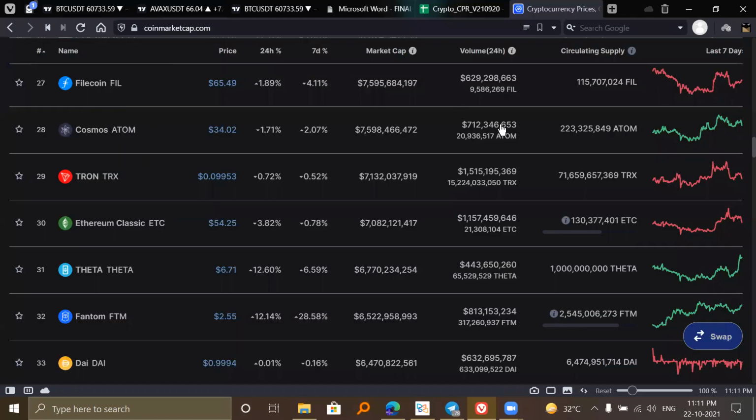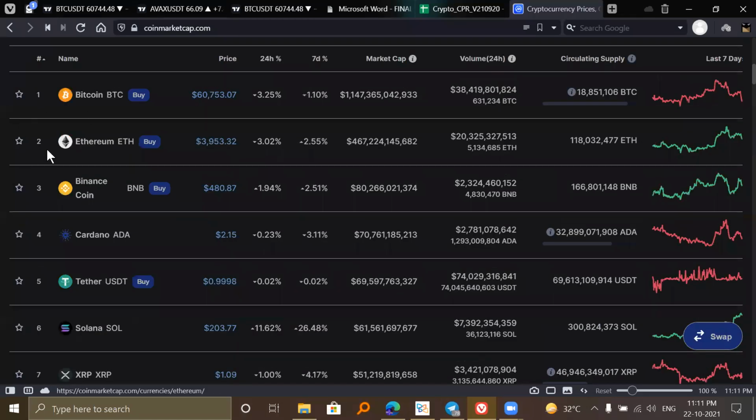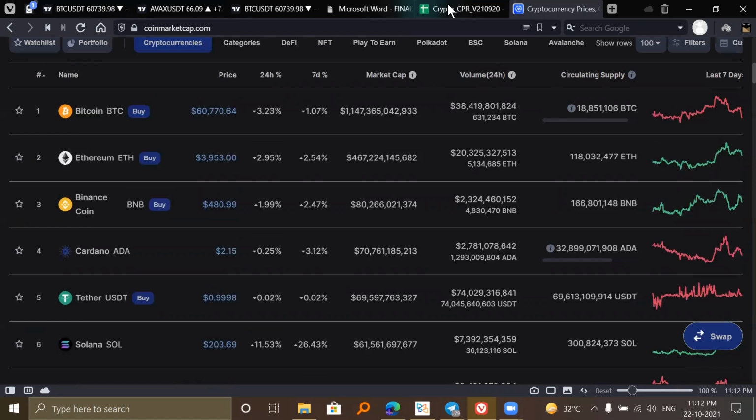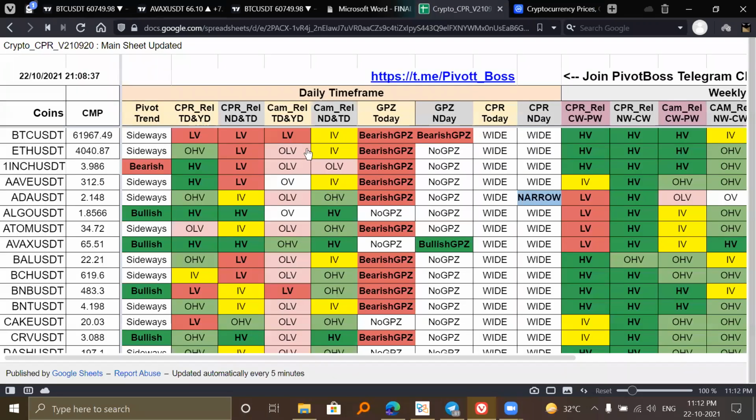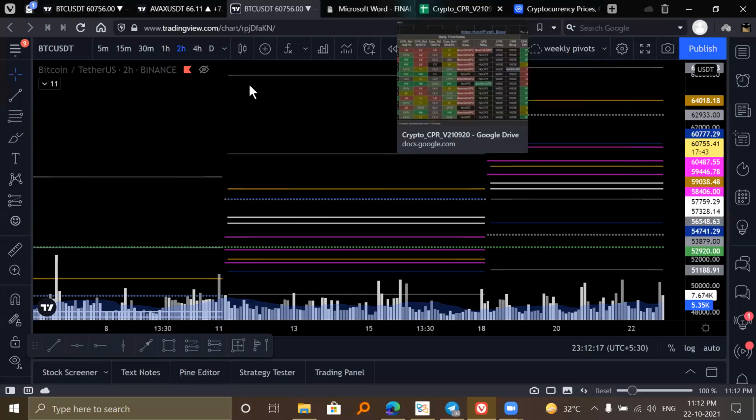First investment should be in Bitcoin, and then Ethereum and Binance coin. These all are very good coins. It all depends on you which instrument you would like to trade. Coming back to the topic, pivot trend. First of all, pivot trend. Let me just show this. Now we can see that this is sideways.